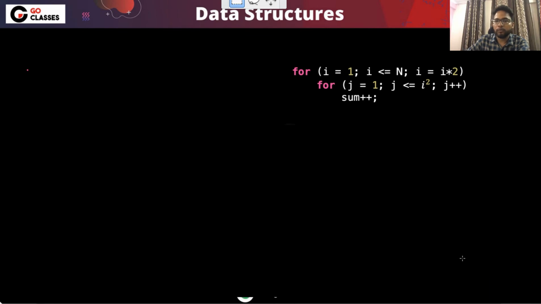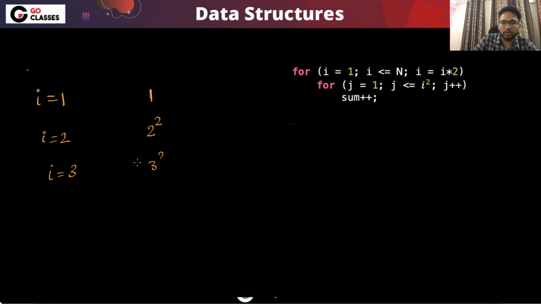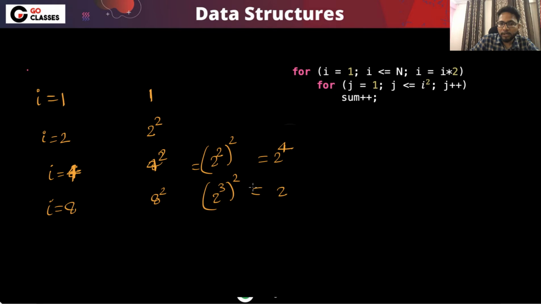Okay, so what is happening here? For i equal to 1, how many times am I running? I am running i square times, because this is only j plus plus, so it will run 1 time. Similarly for i equal to 2, it will be running 2 square times. For i equal to 3, sorry, it will be 4, right? I will be running 4 square times, which is as good as 2 square whole square, which is 2 power 4. Now for i equal to 8, I will be running 8 square times, which is as good as 2 power 3 whole square, which is 2 power 6.